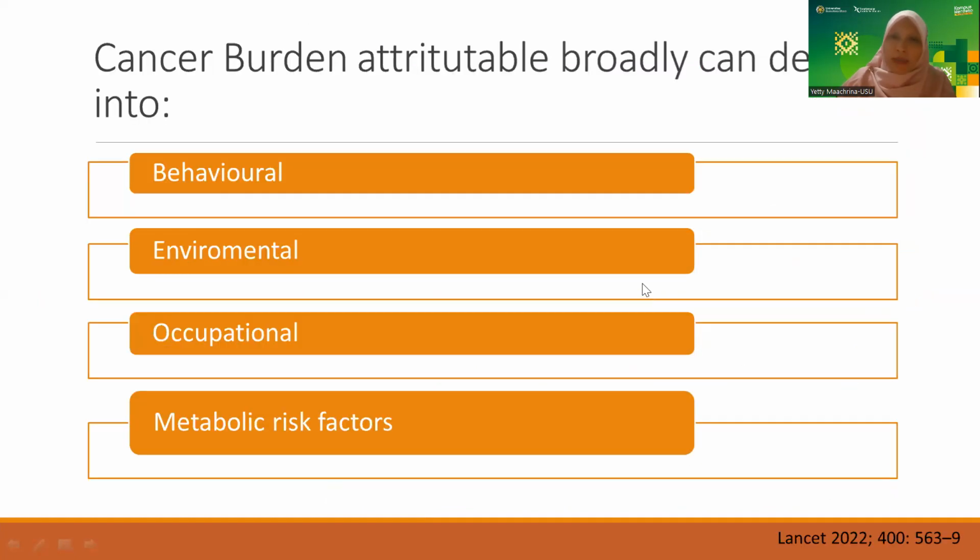So in general, what factors can cause someone to get cancer? Cancer burden attributable can broadly be divided into behavioral, environmental, occupational, and metabolic risk factors. Behavioral risk factors are related with lifestyle, such as smoking, sedentary lifestyle, unhealthy diet, alcohol use, drug use, and so on. And environmental factors can be related with pollutants, such as air pollution, water pollution, radiation, sun exposure, or food preservatives and other carcinogenic materials that can give someone a higher risk for cancer.